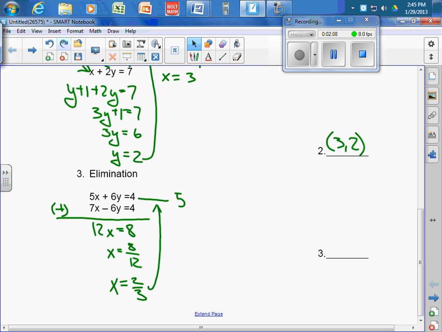Plug that 2/3 back into either one of the equations. I plugged it back into the first one. And just because it's a fraction doesn't change the rule at all. You're still going to take 5 times 2/3 and get 10/3.